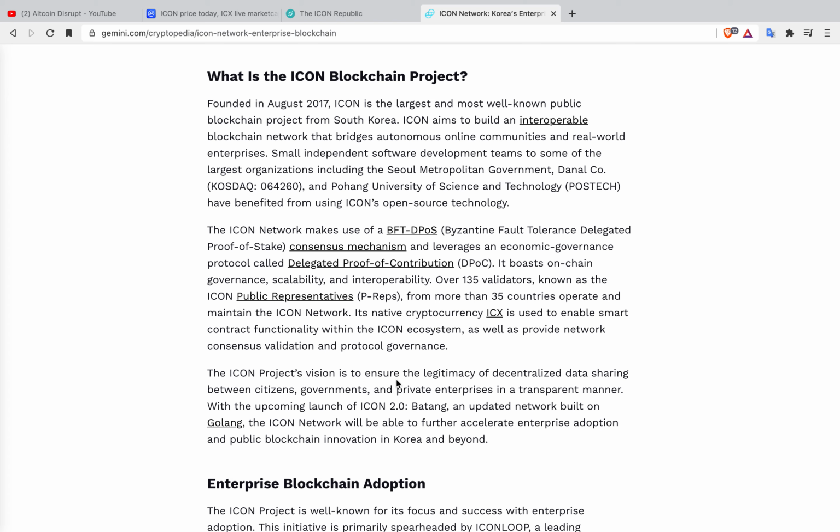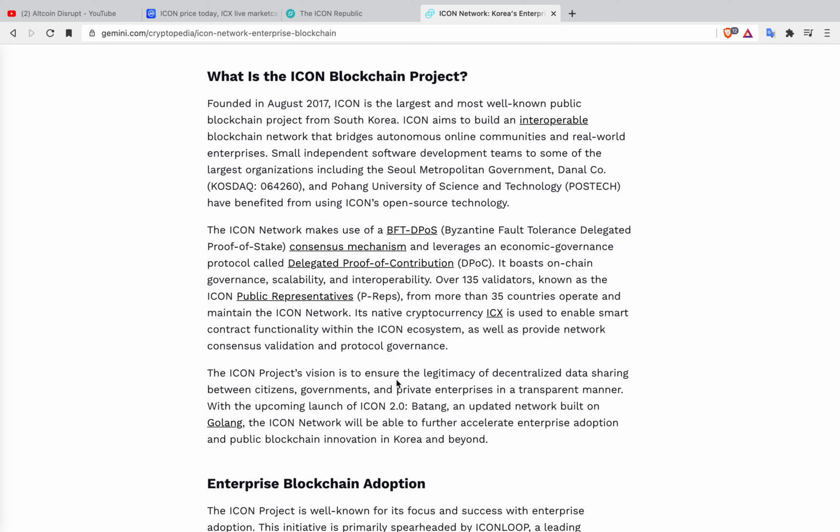So Icon is the largest and most well-known public blockchain project from South Korea. Icon aims to build an interoperable blockchain network that bridges autonomous online communities and real-world enterprises, from small independent software development teams to some of the largest organizations, including Seoul Metropolitan Government, Daniel Ko, and Pohang University of Science and Technology. So, benefits from using Icon open source technology.